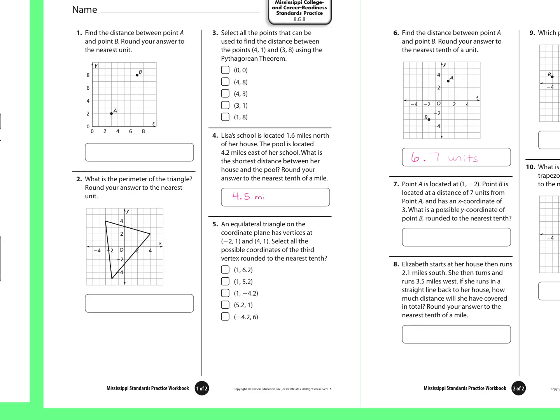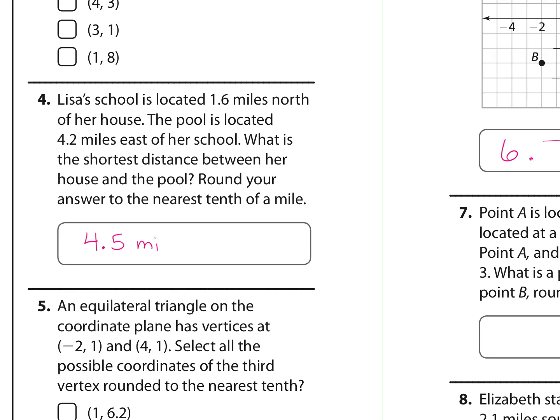Standard G8. Number 4. Lisa's school is located 1.6 miles north of her house. I'm going to go ahead and draw this description. So we have her house and her school. And so this is 1.6 miles. And once again, there's her house. That's the school. The pool is located 4.2 miles east of her school. So there's the pool east, 4.2 miles. What's the shortest distance between our house and the pool?